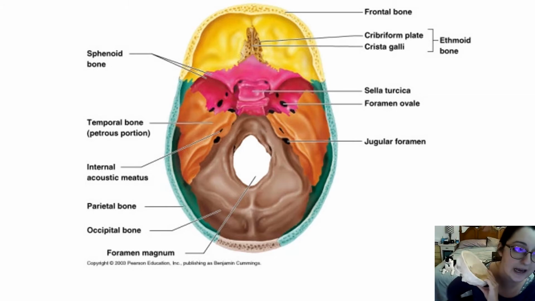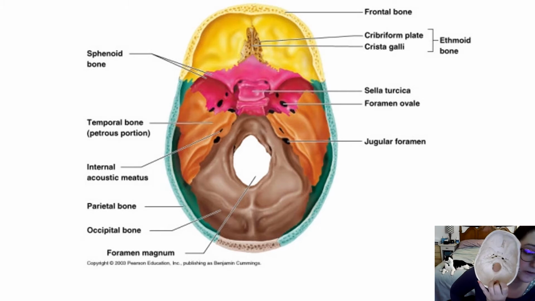Now, if you look at this graphic up here, the cribriform plate is porous. It has holes. Those holes are going to allow for nerves to pass through, specifically the olfactory nerves. So it is porous for that reason.